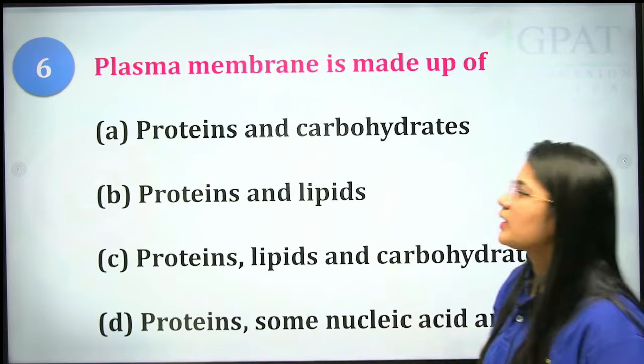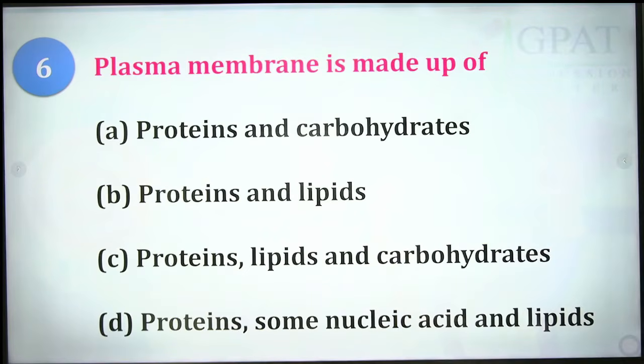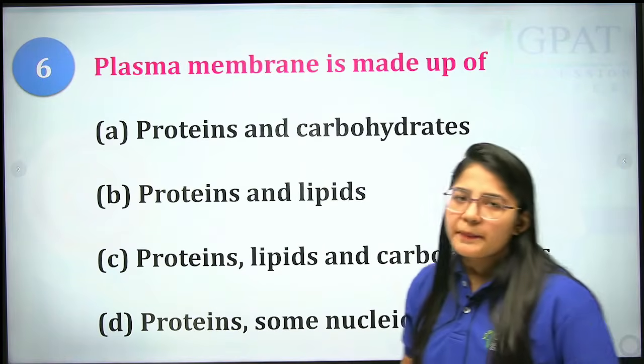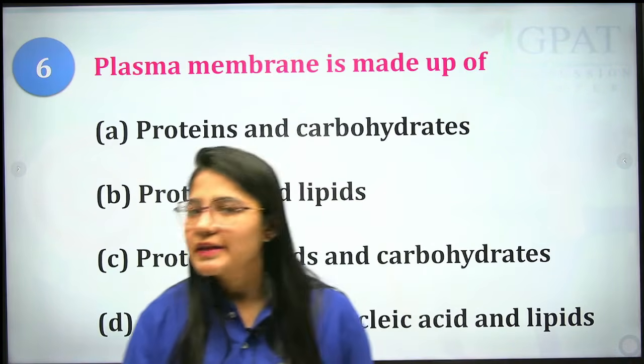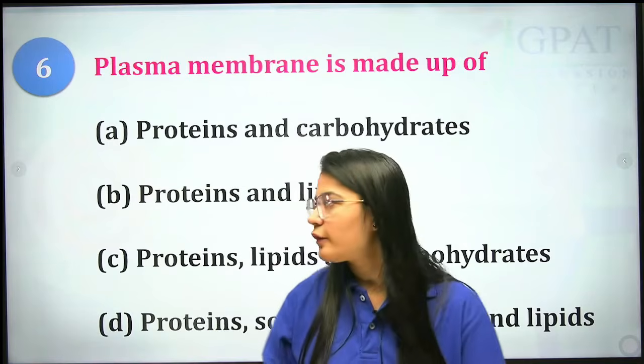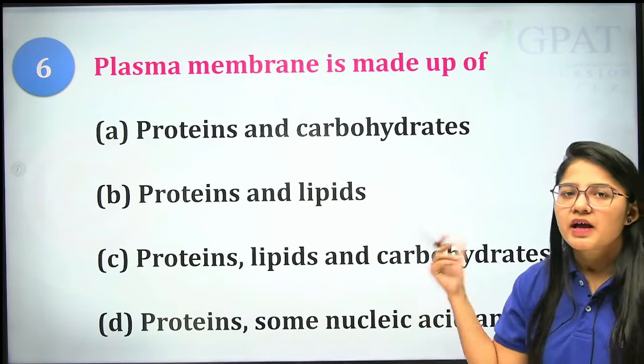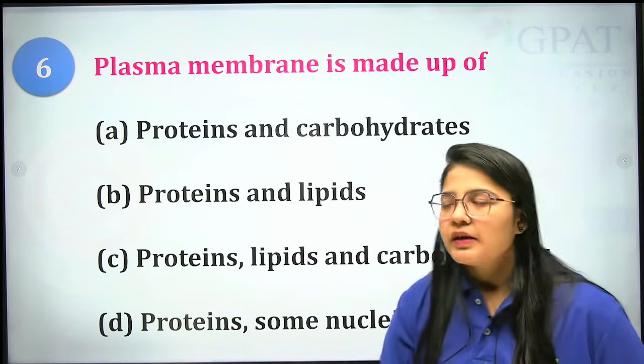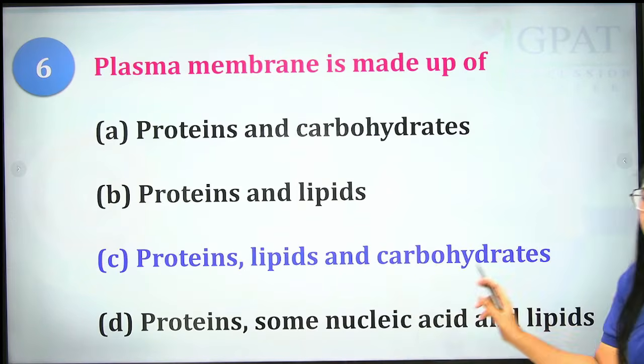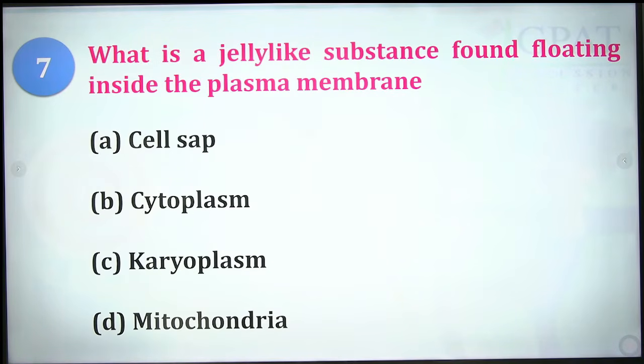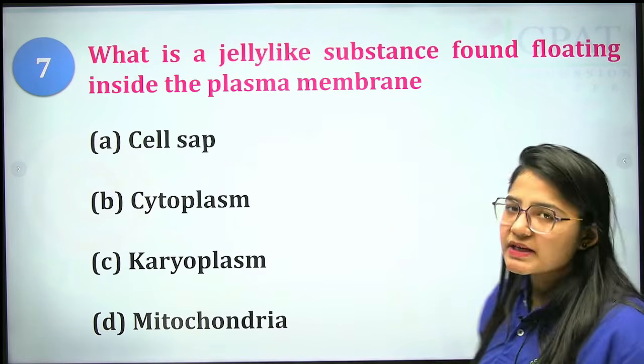Clear? Sixth question. Plasma membrane is made up of. Plasma membrane, also known as cell membrane, is made up of proteins, lipids and carbohydrates. Clear? So this is the easy guess, I know. Seventh question. What is a jelly-like substance found floating inside the plasma membrane?